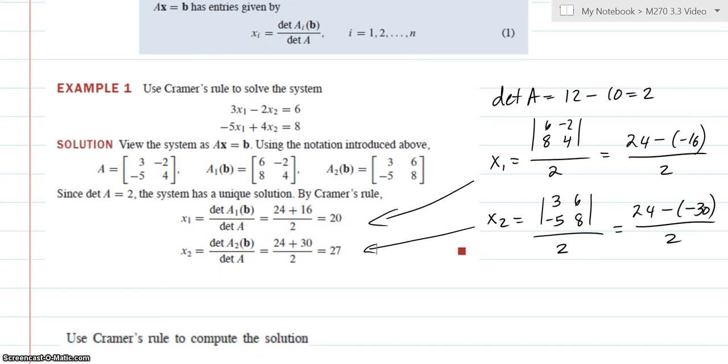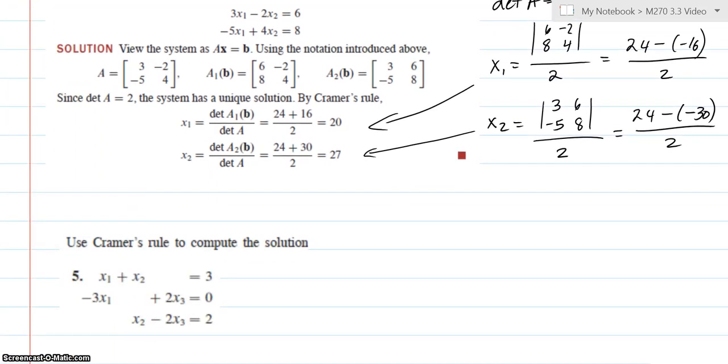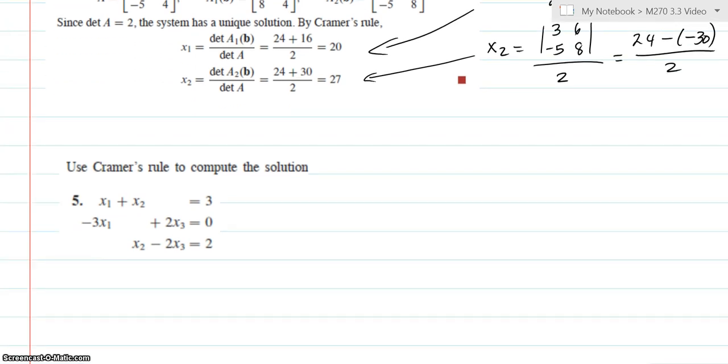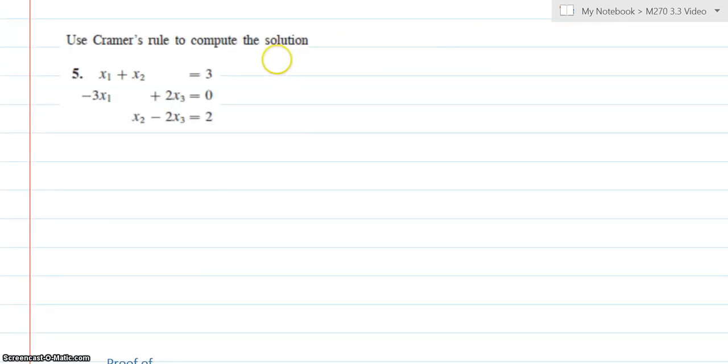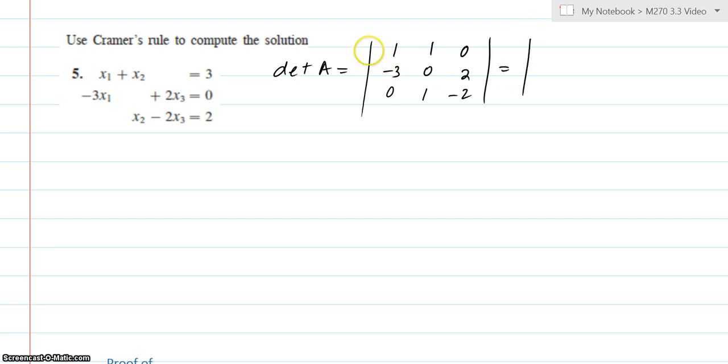So let's do the same thing, number 5 in the book, with a 3x3. First I'm going to look at the determinant of A, where A is that coefficient matrix. So A is just going to be 1, negative 3, 0, 1, 0, 1, and 0, 2, negative 2. And I'm going to determine this determinant. So what would that be? We could do a little row reduction, multiply the first row by 3 and add it to the second just to make our lives a little bit easier. So that would be 0, that would be 3, that would be 2.